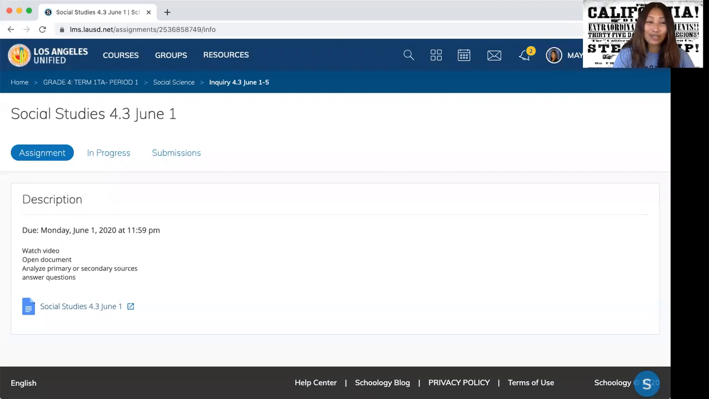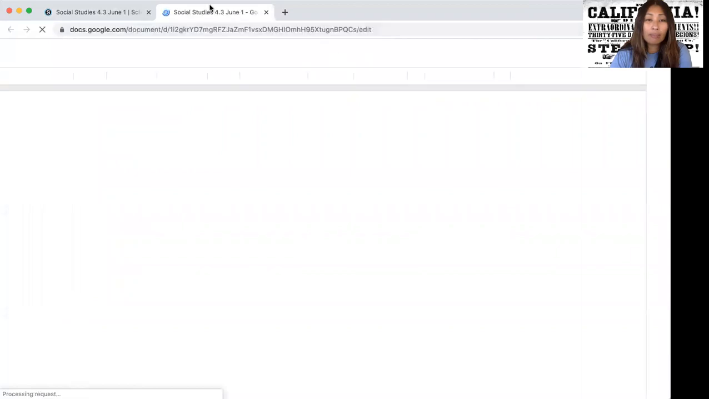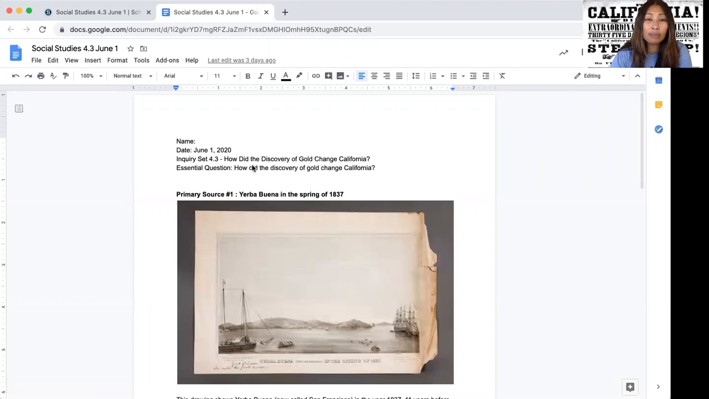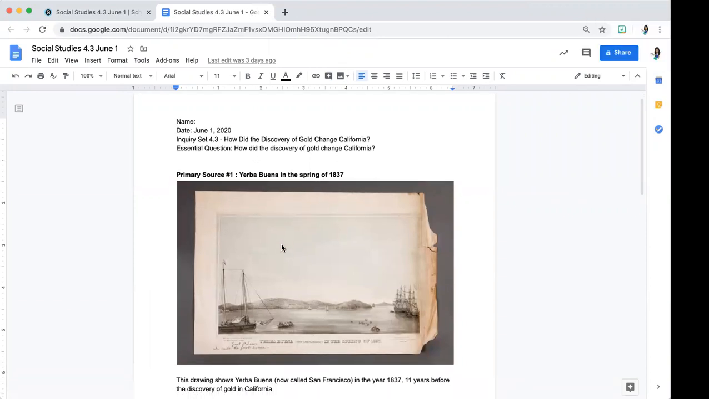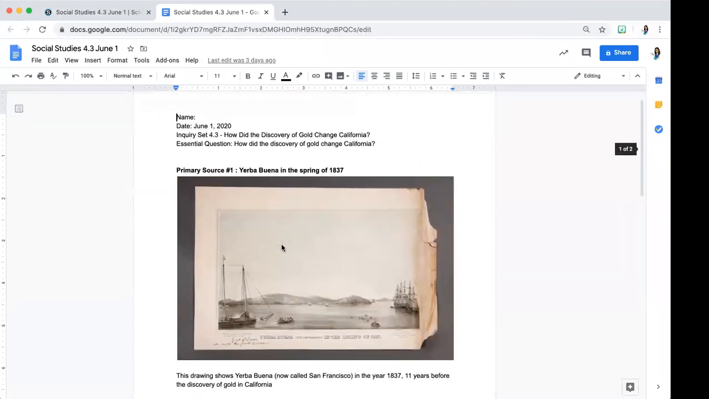So again, you're going to go to Schoology, and in your Schoology, you should see the assignment, Social Studies 4.3 for June 1st. So you know that you're on the correct document. When you get there, go ahead and click on the link, and it should pop up. There you go. And so here you will see we have two sources that we're going to analyze today.